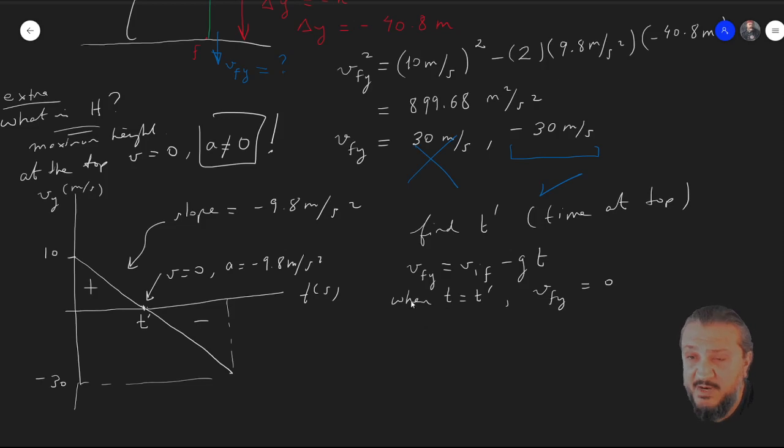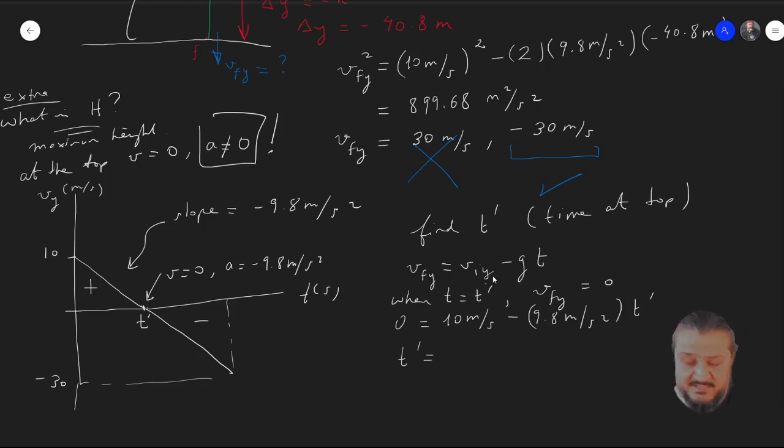So what is t prime then? 0 is equal to v initial. I meant y here, sorry. This is y. V initial y. Let me erase this. V initial y. Okay, so v final y is 0, v initial y is 10 meters per second, minus g, which is 9.8 meters per second squared, times t, which is t prime. Therefore, t prime is 10 divided by 9.8. Okay, let's find the exact figure. 10 divided by 9.8.